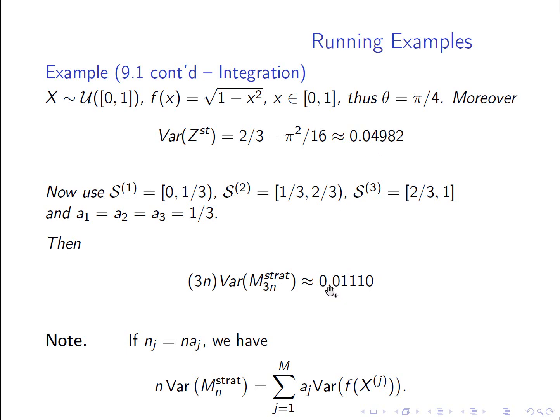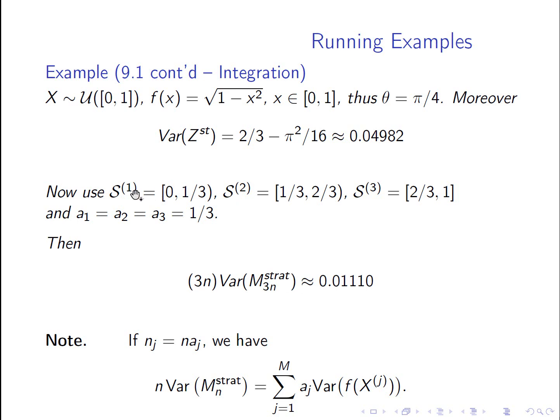So it's now 0.01 something. So here we have roughly 0.05, and here we have 1/5 of it. And in this computation here, what did I use? If nj is equal to n times alpha j, then n times the variance of the stratified estimator is equal to the sum over the alpha j's times the variance of f of Xj, over all the j's. Okay. So in this integration example, stratification really helps.